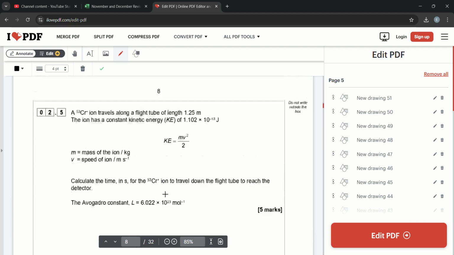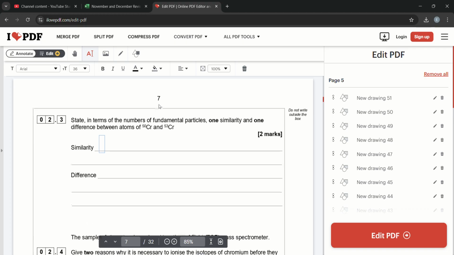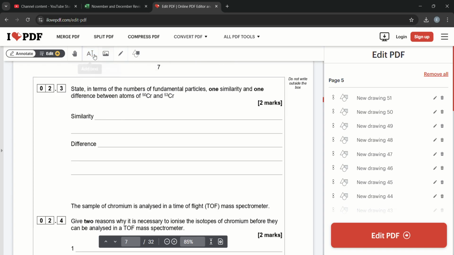Part 3, part 4 and part 5. So part 3, in terms of the number of fundamental particles, one similarity and one difference between atoms of 50Cr and 53Cr. I think the reason they put this in this A-level paper is because many students are probably going to neglect the first chapter about atoms and particles. So they include a question that is really specific, and you can only do it if you've seen the question before, you know the knowledge.